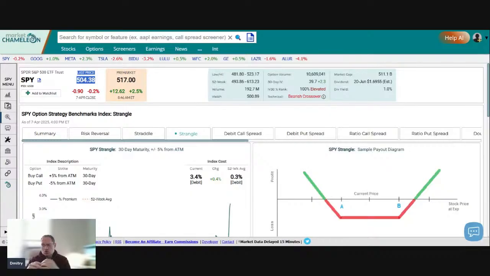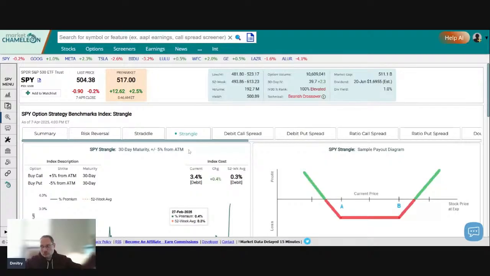And sometimes people do strangles because they like to do those out of the monies, thinking maybe the stock will move around somewhere in between, but not reach those particular strikes. So from the sell side, or if you think that there's a really big move in either direction, you might think that the straddle itself is very expensive, but you're willing to buy the wings for a cheaper cost. And we could compare it right now. Here's a straddle.